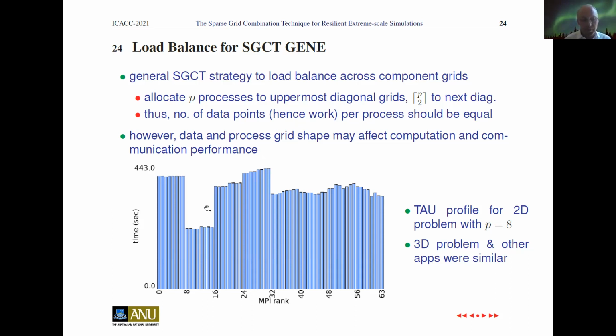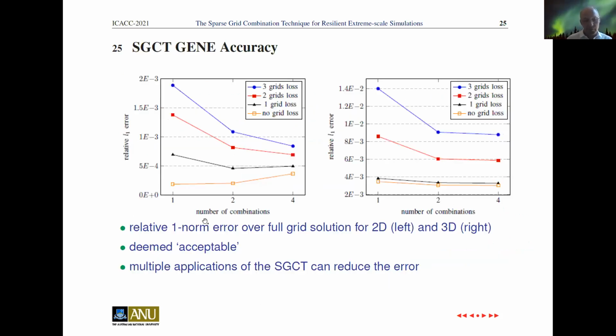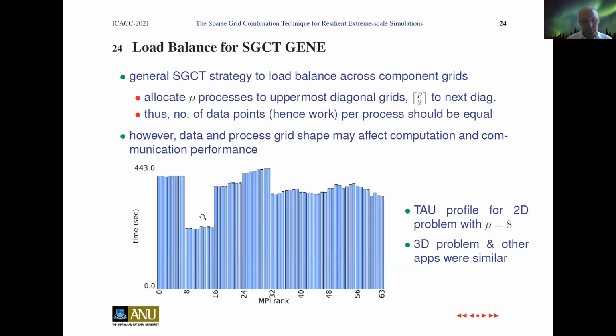And we noted in this diagram here, we have this group of 8 processes here that finish very early, whereas these groups of 8 here finish much slower. And there is scope for actually improving this, in taking some processes away from this grid and perhaps giving them to the other grids.